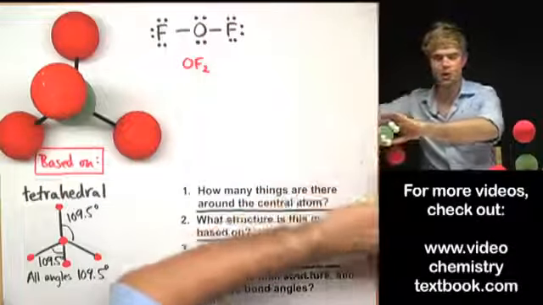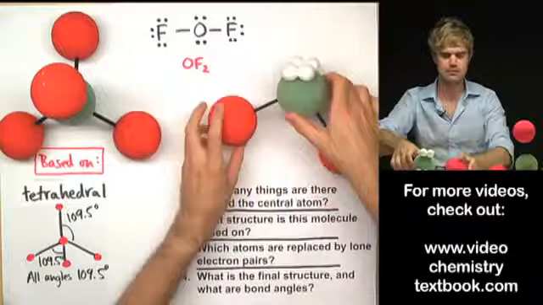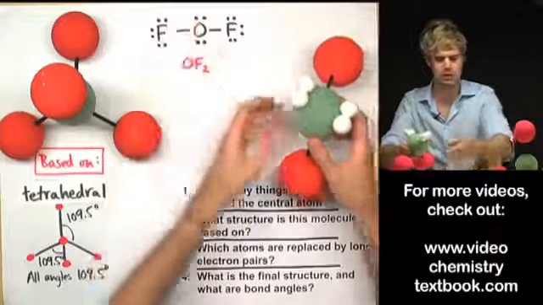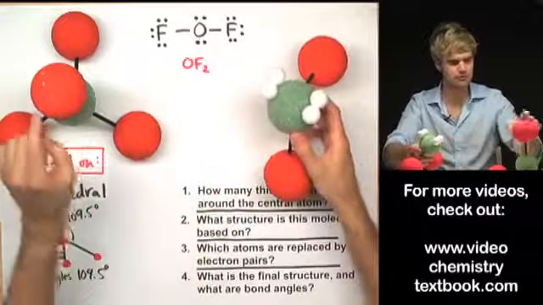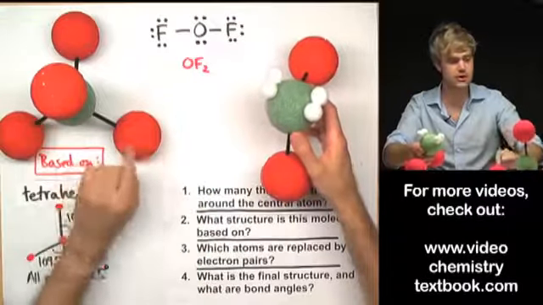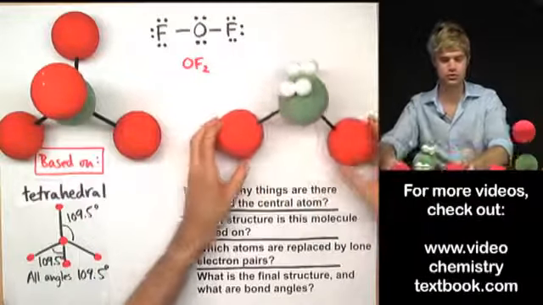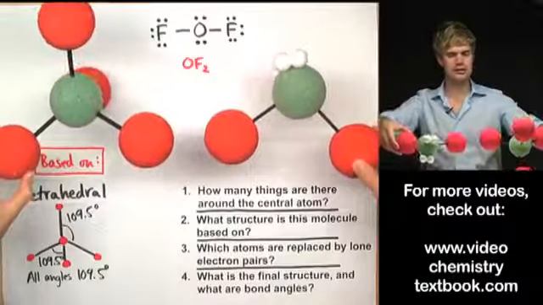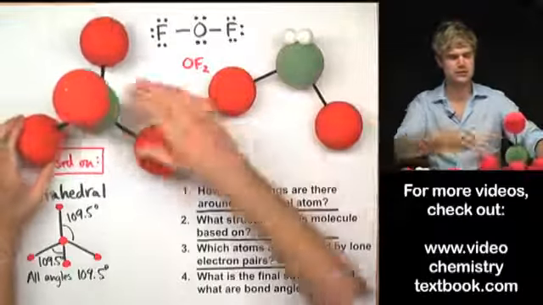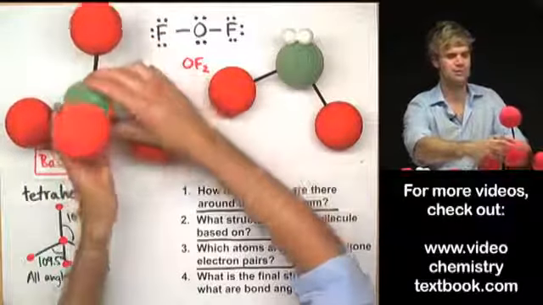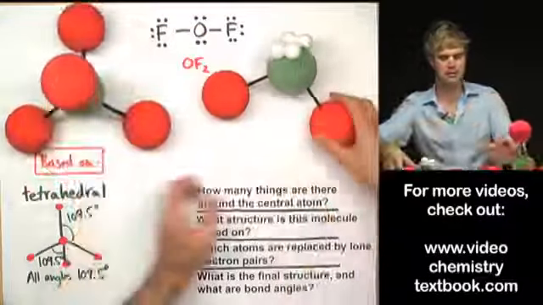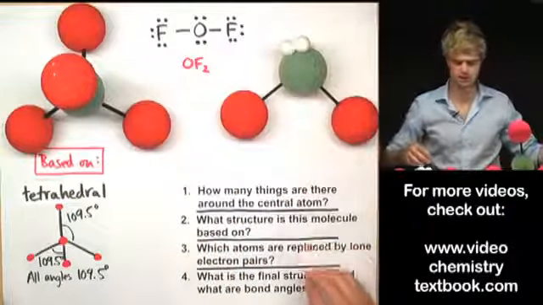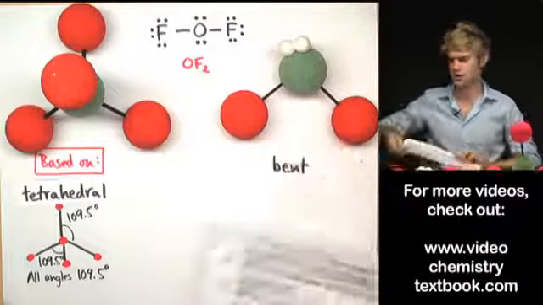So that means that OF2 is going to look like this. Here are the 2 lone electron pairs, this one and this one. These 2 lone electron pairs have replaced 2 of these atoms in the tetrahedral structure. So if we look at it from the side, it looks a lot like the tetrahedral shape, but it's missing... You could say that it still has these 2 atoms, but it's missing this atom and this atom. They've been replaced by these unshared electron pairs. This is going to give the molecule a bent shape.